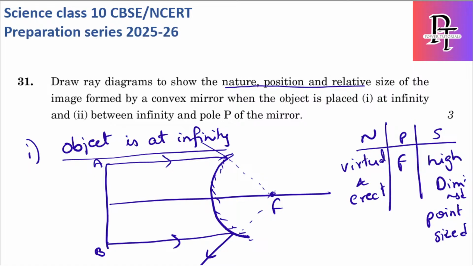Okay, this is the image creation. You have to write all these points properly. We draw the image. You have to say AB is the object, this is a convex mirror, and the image is formed at the focus: virtual and erect, at the focus, highly diminished and point sized. Okay, let's talk about the second one.